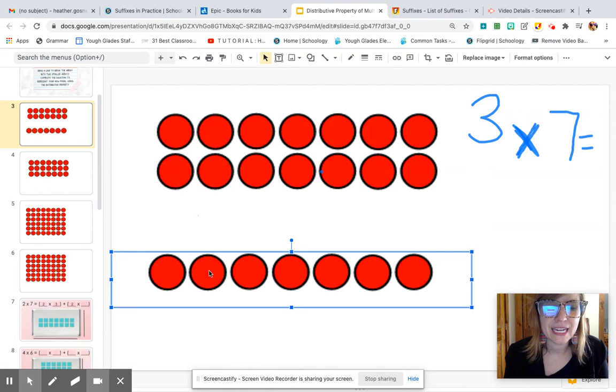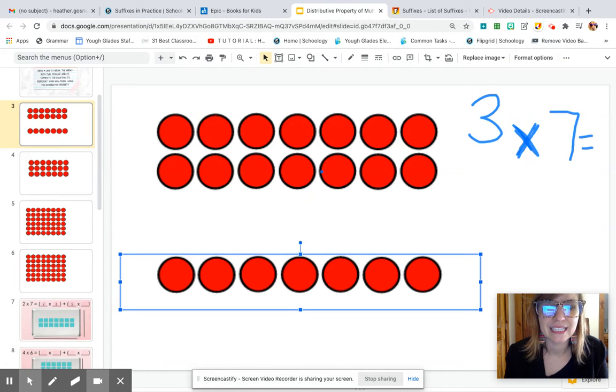I'm going to split it like this. So what I did is I basically cut my array. I chopped it. I split it into 2. So instead of one big array, I have 2 smaller ones. And so now I know that if I find the product of this smaller array and the product of this smaller array, and I add those 2 products together, I will get the answer to 3 times 7.